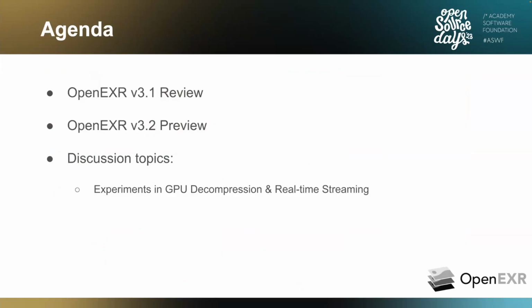Next slide. So we're going to go over just a quick recap of the current 3.1 release, talk about what's going to go into the 3.2 release that should come out mid-August, and then the bulk of the time will hopefully be spent talking about some experiments in GPU decompression and real-time streaming. Next slide.